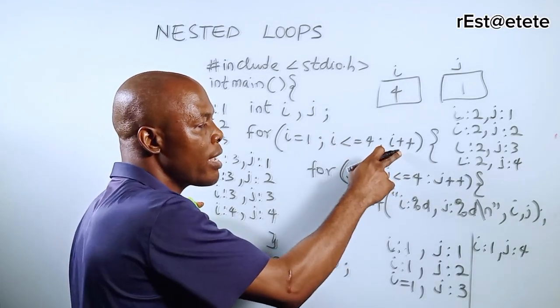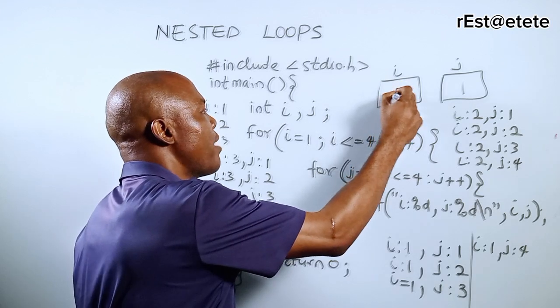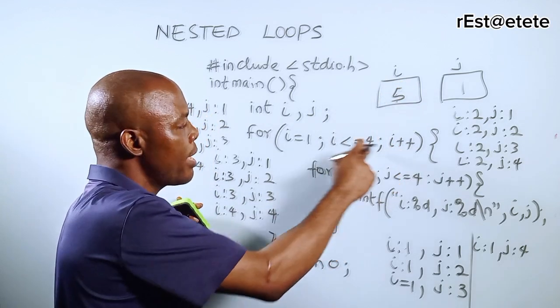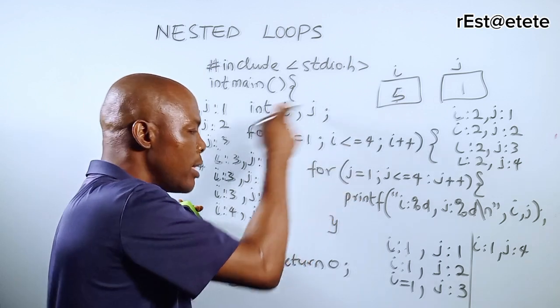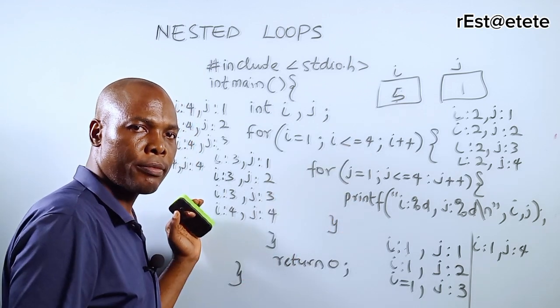Then it will increment i to 5. Then it will check. 5 less than or equal to 4. That is no longer true. Then it will come out of the loop completely.